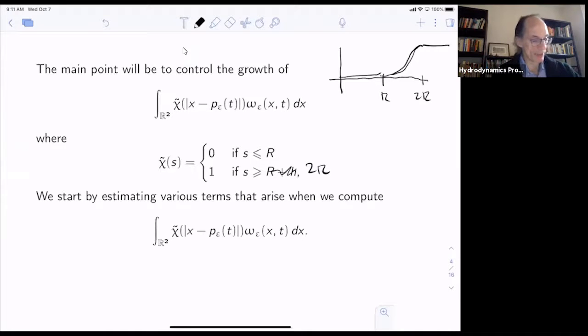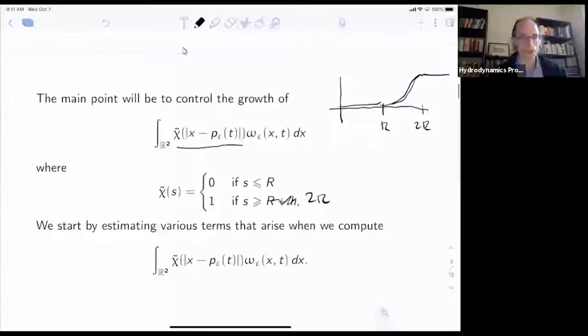I multiply the vorticity by this weight, and so this is essentially looking at the amount of vorticity outside a ball of radius capital R. I'd like to control the growth in time of that quantity, and I'd like to be able to do this for a range of R's. Eventually, when I do this, which will start later today, I'll just differentiate this in time and I'll get a bunch of terms that will appear. So what I've been doing is essentially estimating the terms that arise when I compute d/dt of this thing. That's the program.